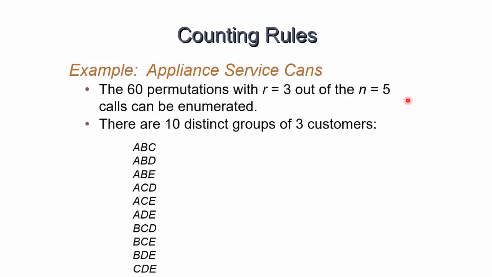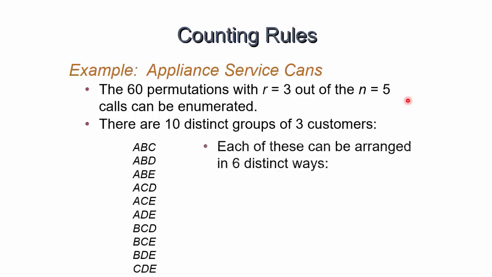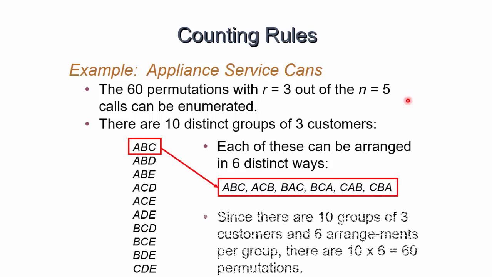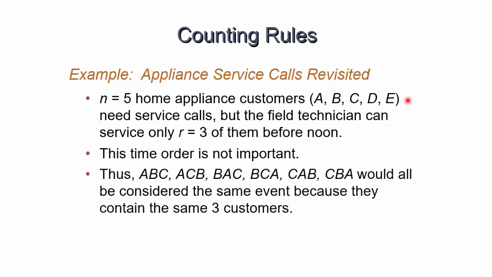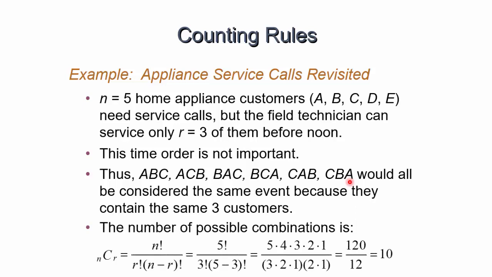An understanding of the same example. Now there are 10 distinct groups of 3 customers, ABC, ABD, ABE, etc. And each of these can be arranged in 6 different forms, so totaling 60 different permutations. In the same example, if you do not give importance to the order of elements, meaning ABC is the same as BCA, etc., the same event would contain the same 3 customers and hence they cannot be a different element. The number of possible combinations is only 10.